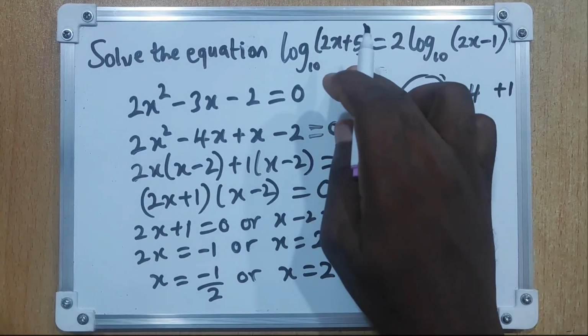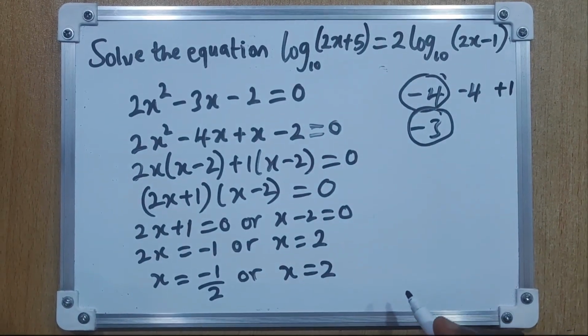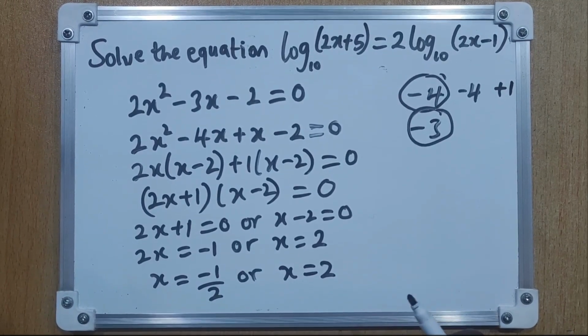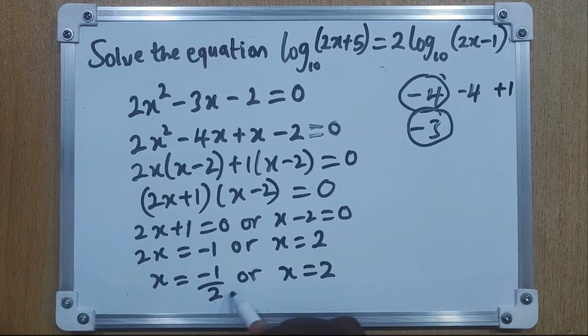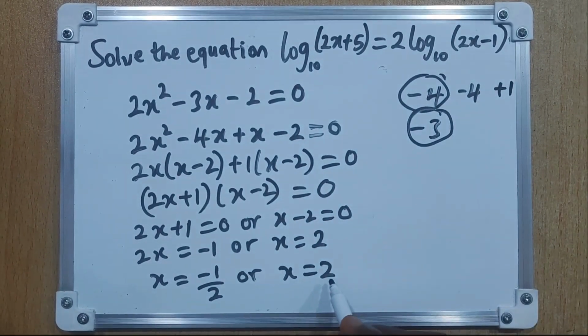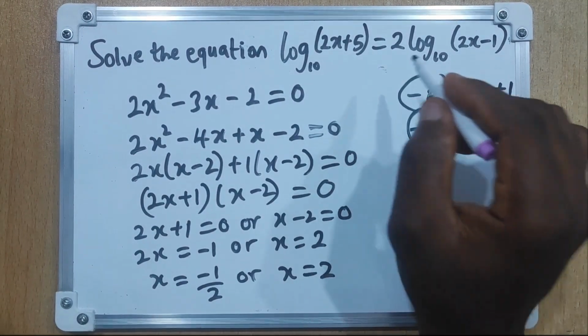So for this logarithmic equation, the values of x are minus 1 over 2 or 2, as the case may be. Meaning if you put back this value into this equation, it should satisfy the equation. Or if you put back this value, it satisfies the equation also.